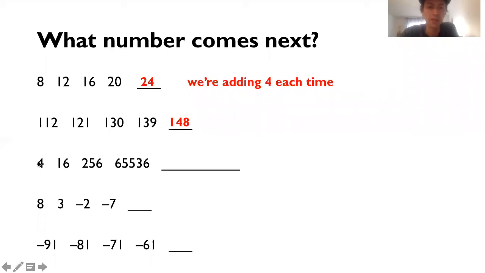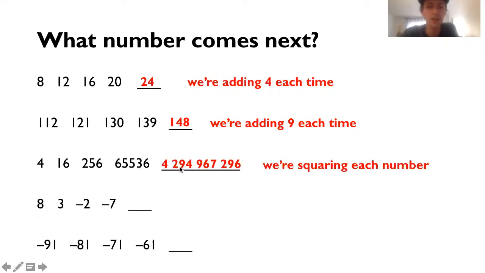Here, something a little bit different. 4, 16, 256, 65,536. These numbers are getting very big, very fast. Here, we're squaring each number. You'd have to notice the pattern to figure out what this next number would be.